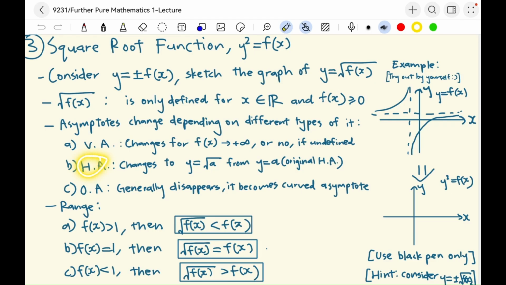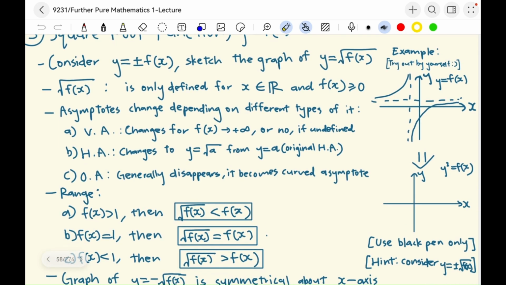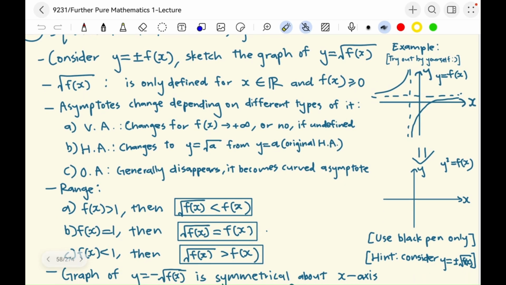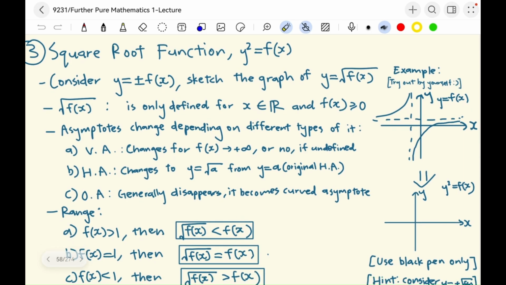And next for the HA, it changes from y equals to A as the original HA to the square root of A. Y equals to square root of A. Okay? And the OA generally disappears and it might become a curved asymptote. But in this syllabus, we don't consider that to sketch the square root function relationship of the rational graphs. Okay, so usually this type of question we only consider VA and HA. So if the VA is applicable for the square root function, of course that VA still exists and still validates the square root graph.